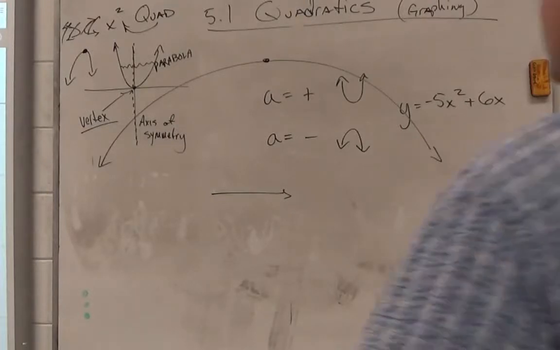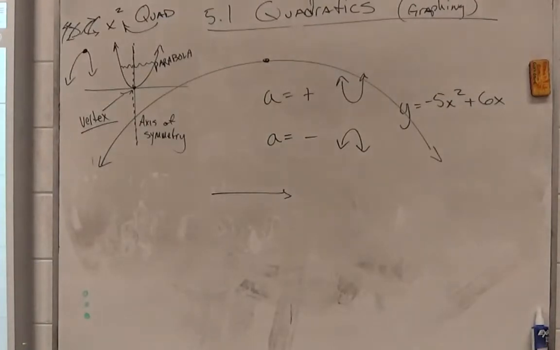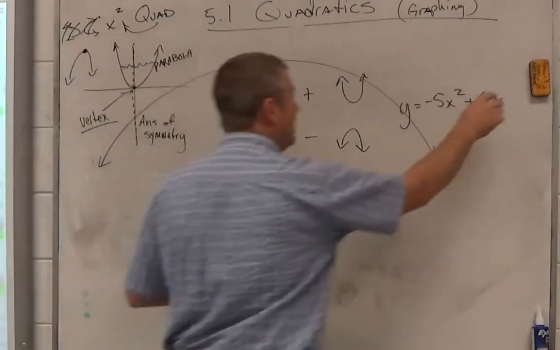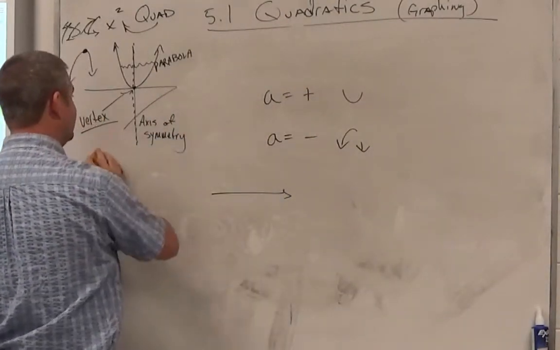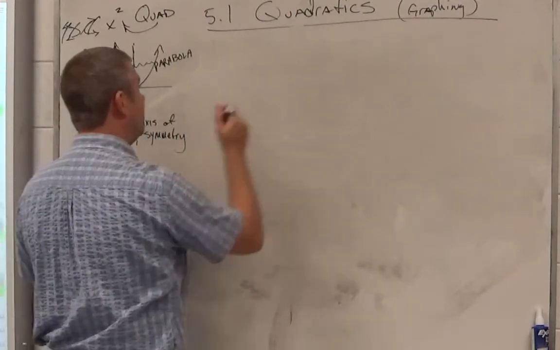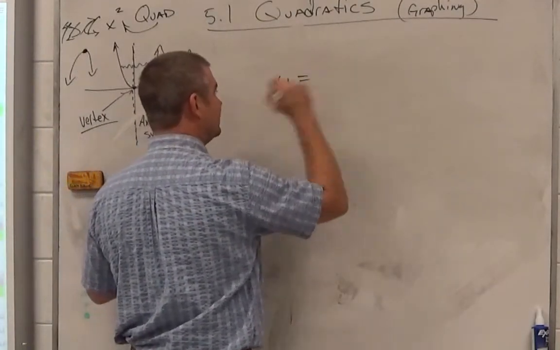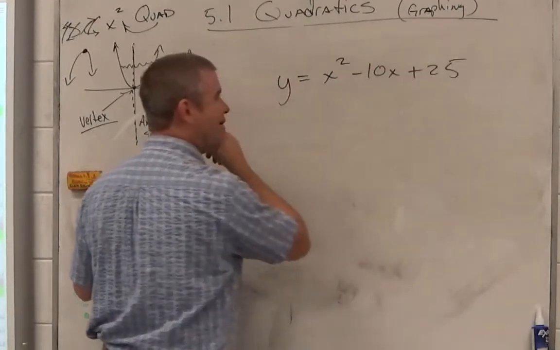Moving right along. Let's talk about how to find the axis of symmetry and how to find the vertex. We're talking about 5.1.3, how to find the axis of symmetry and how to find the vertex. All right, here we go. y equals x squared minus 10x plus 25.